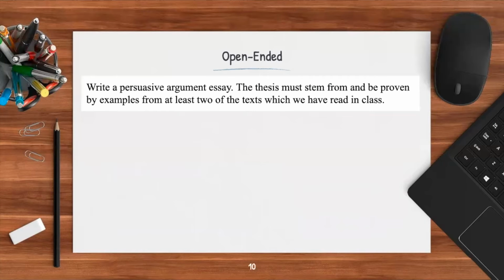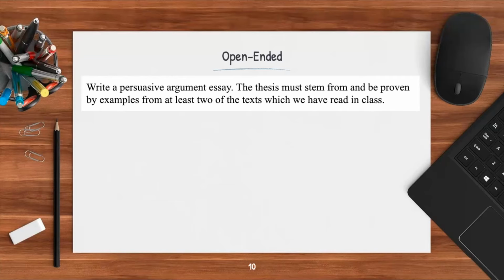But for our last prompt, we have one that is entirely open-ended. It says, write a persuasive argument essay. The thesis must stem from and be proven by examples from at least 2 of the texts we have read in class. This is similar to the last one, except that the professor does not give you a theme. You might encounter a prompt that is on a particular text, but does not give you questions or a theme.